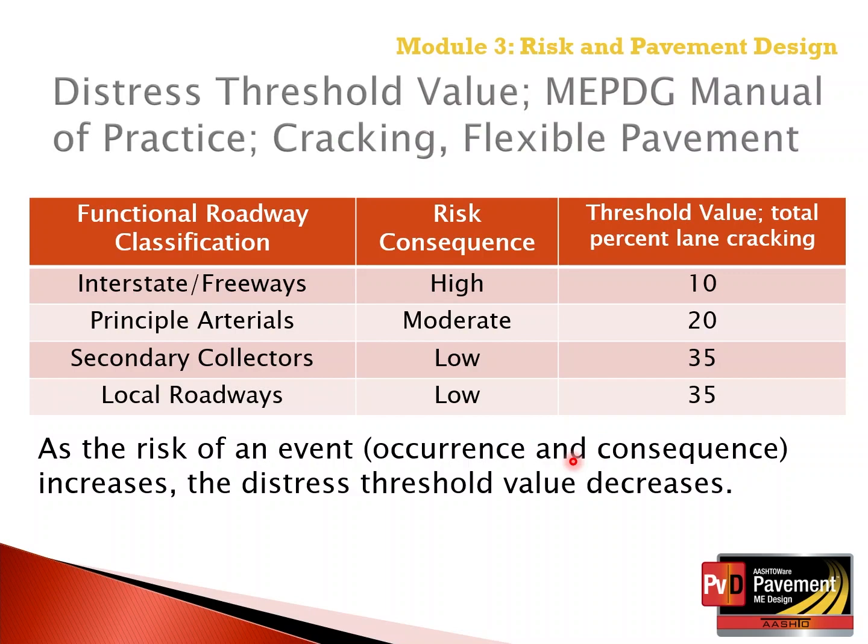Okay, the distress threshold values, or values that are included in the MEPDG manual of practice. We're going to show each one. We'll start with flexible pavements first. This simply shows the functional classification of the roadway: interstates, principal arterials, secondary arterials, and local roadways. We then show the typical or default threshold values that are in the MEPDG manual of practice, and each of these refers to a different risk consequence.